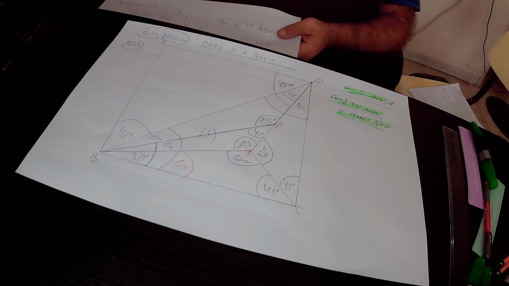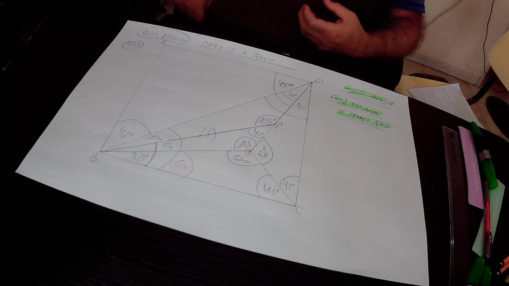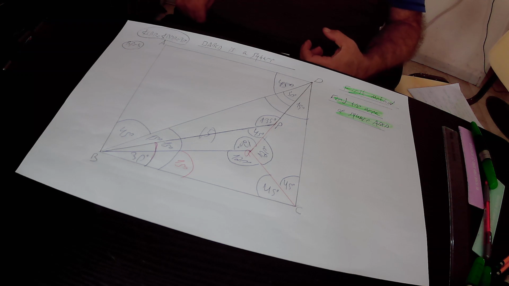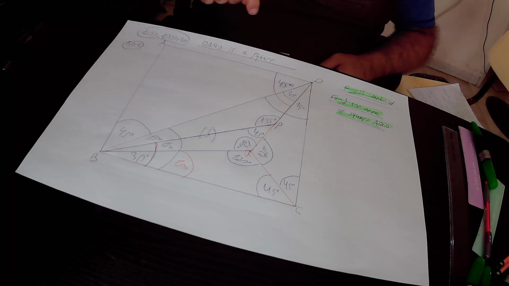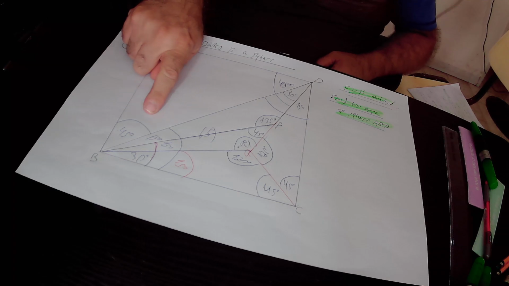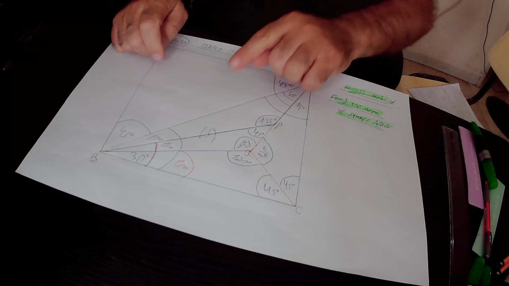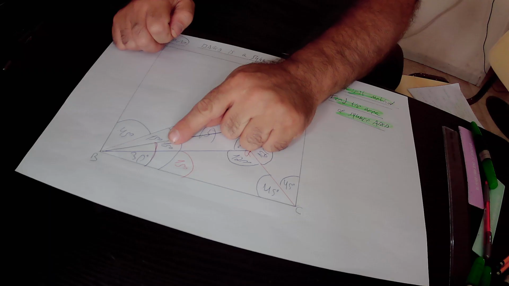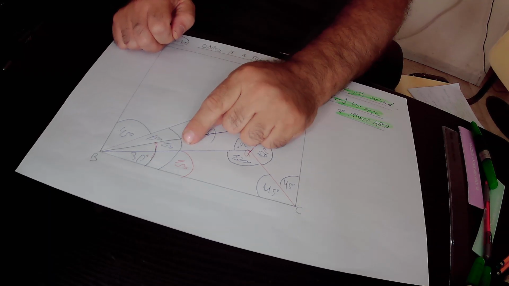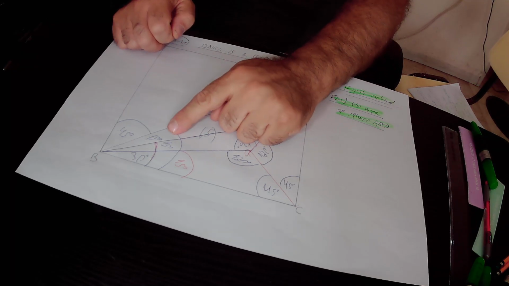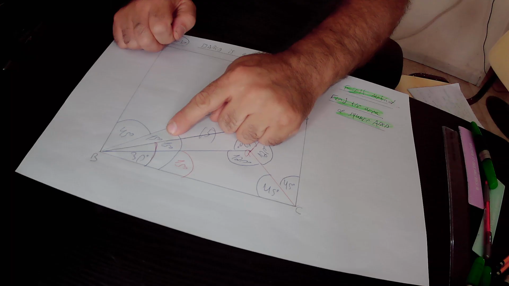First of all, we know that the diagonals of a square bisect the angles of the square. Diagonal DB bisects the angle ABC. ABC in total is 90, so the first half is 45 degrees, and the second half is also 45 degrees. But this angle equals 30 degrees, and therefore this missing angle must be equal to 15 degrees.